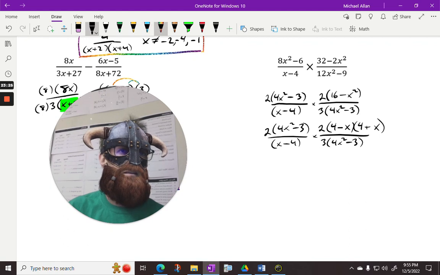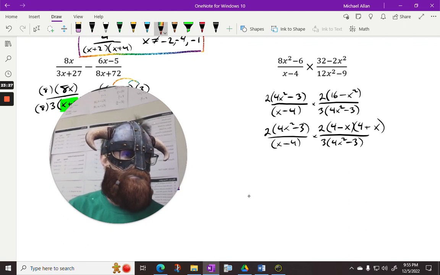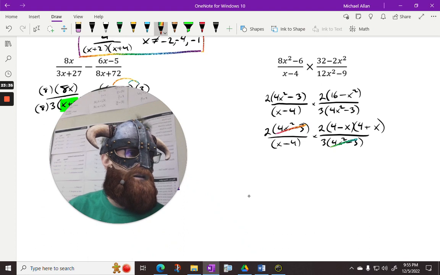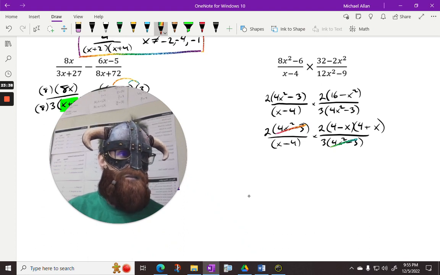Now when I start crossing things off, these two factors are the same. They're big factors, but they are exactly the same, so I can still cross them off. And then we've got to remember about opposites. So this is positive x minus 4, and this is 4 minus x, positive 4.